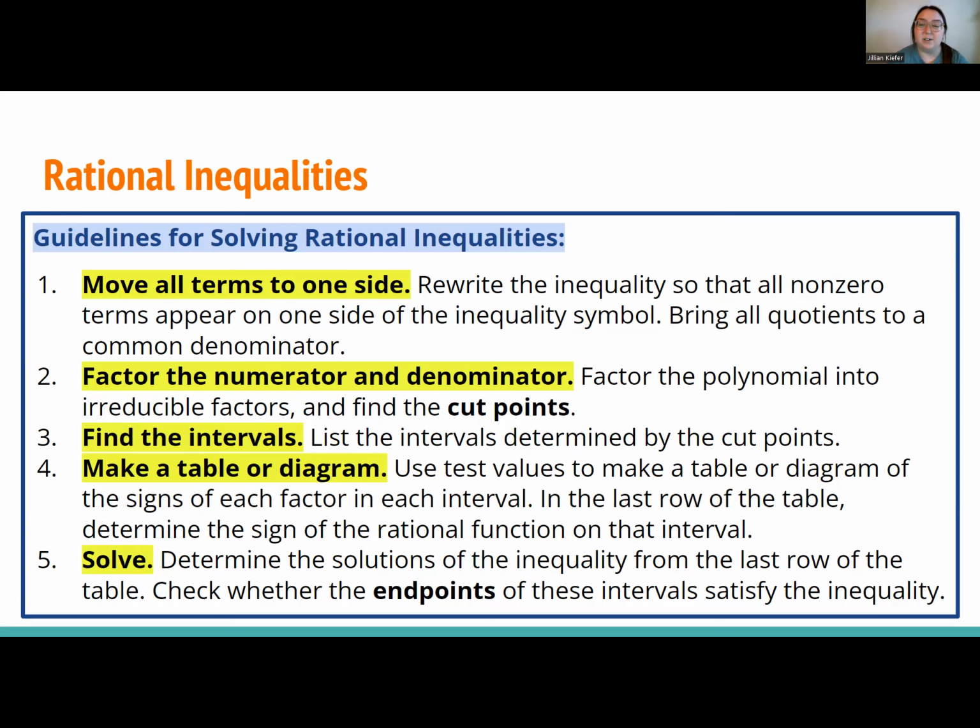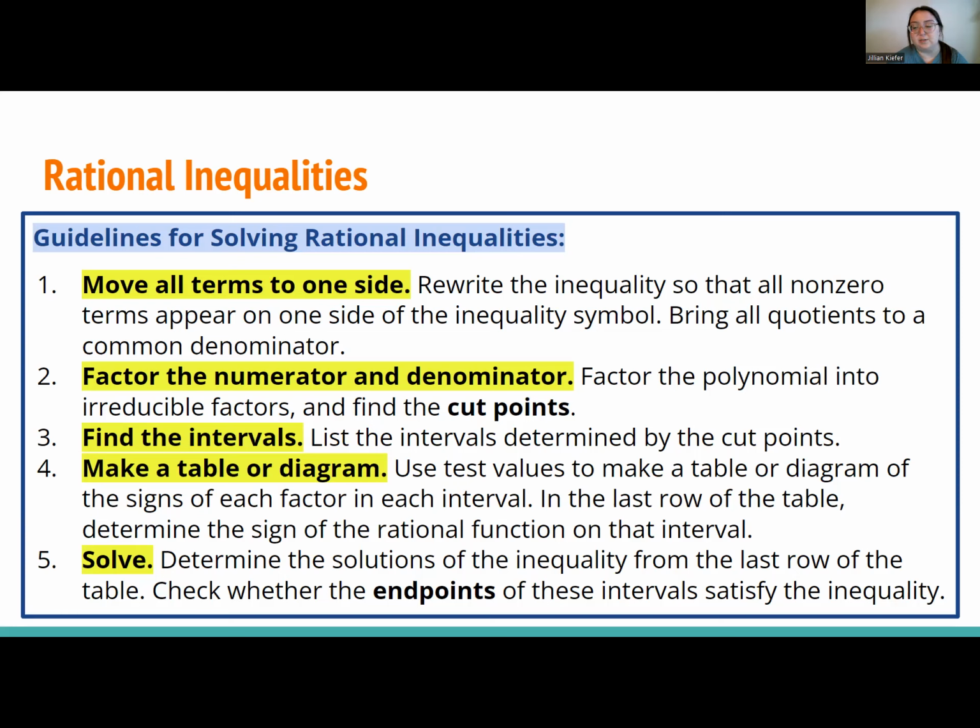Step 3, find the intervals. List the intervals determined by those cut points, same as we did before. Step 4, make a table or a diagram, the exact same table or diagram as we made before. We use test values to make sure the table or diagram shows the sign of each factor in each interval. In the last row, you determine the sign of the rational function on that specific interval. Step 5, solve. Determine the solutions of the inequality from the last row of the table.